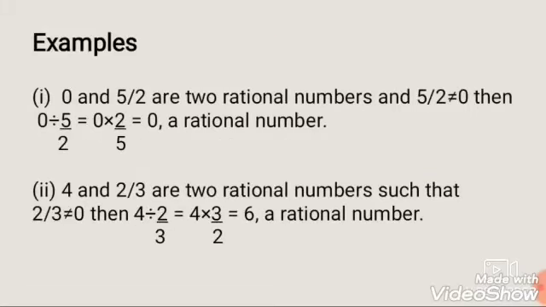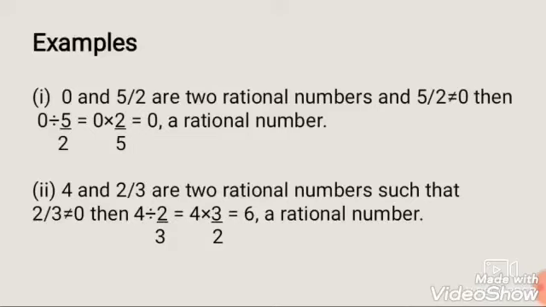Let me see some examples. The first example: they have given that 0 and 5 by 2 are two rational numbers, and 5 by 2 is not equal to 0. Then we write it as 0 divided by 5 by 2, which is equal to, when we take the reciprocal of 5 by 2, we get 2 by 5. So we get 0 into 2 by 5. The answer is 0. Any number multiplied with 0, we get 0 only. So it is also a rational number.